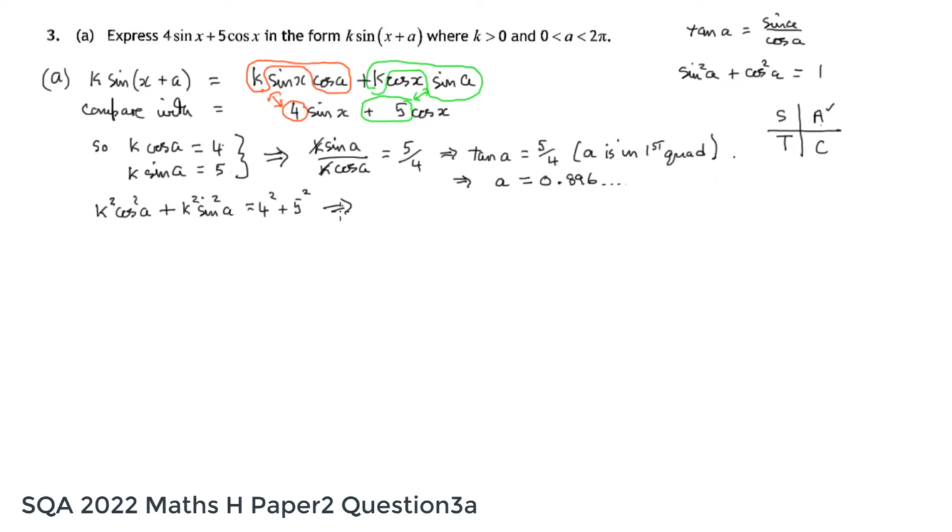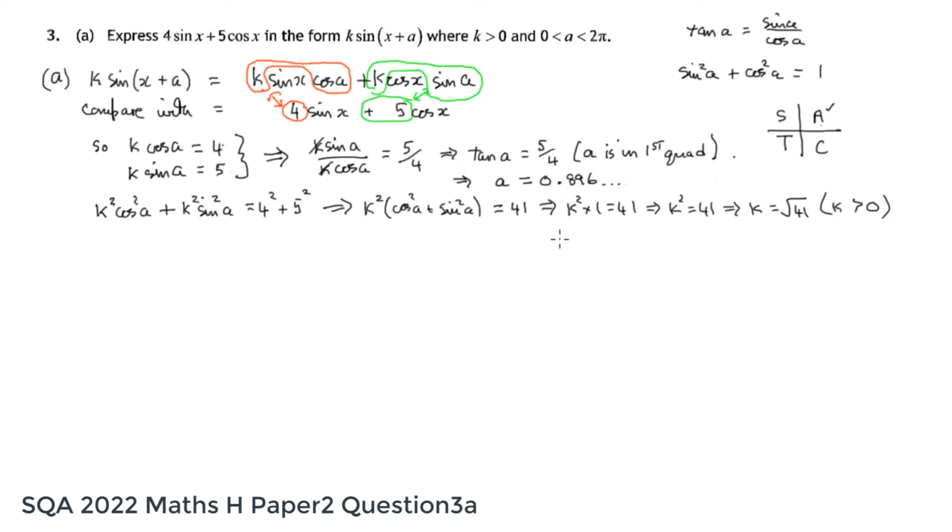Now, why are we doing that? Because look, common factor of K squared, we're left with cos squared A plus sine squared A, which we know is 1. And that all comes to 16 plus 25, that's 41. So K squared times 1, which just gives me K squared, is equal to 41. So we know that K is the square root of 41. Now it's positive. Remember, we were told K is greater than 0.